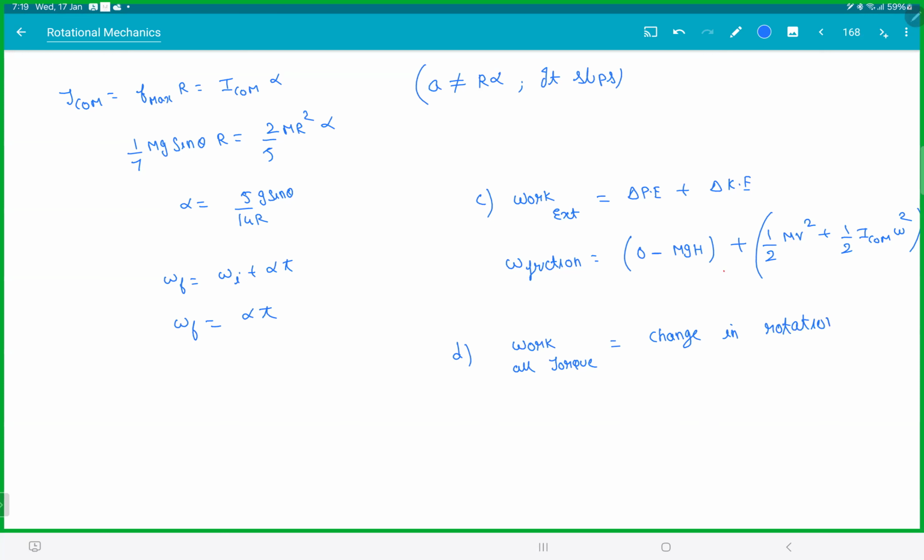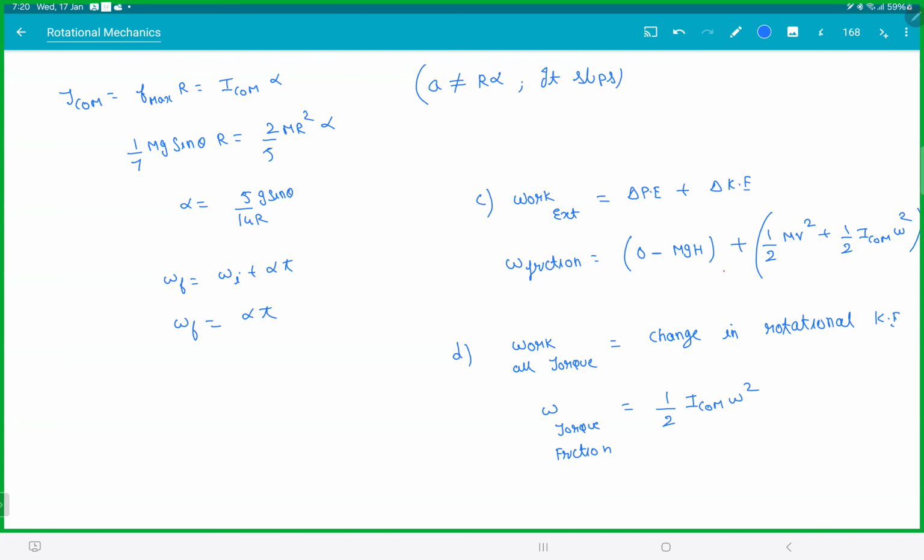If you think about it, what is torque doing? Torque is increasing omega. So this would be half I com omega square. This is the work done by torque due to friction, which is positive. Total work is negative, but torque ka work is positive. So you need to understand here what torque is actually doing. Torque is stealing energy from translation and giving it to rotation.